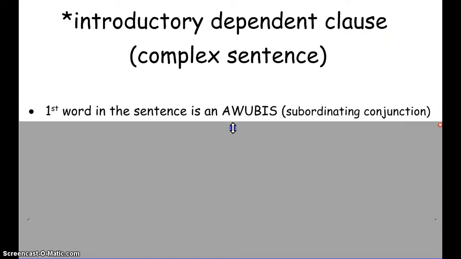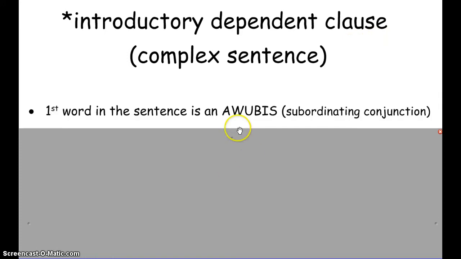So an introductory dependent clause starts with an awubis, one of those words that we have a little acronym for that's going to help us remember the names of some of them: after, while, until, before. The proper name for these would be a subordinating conjunction, and there are very many more of these. If you look at the poster in our classroom as you're working or writing, that's a good resource to help you remember that. But this is just a little quick reference.